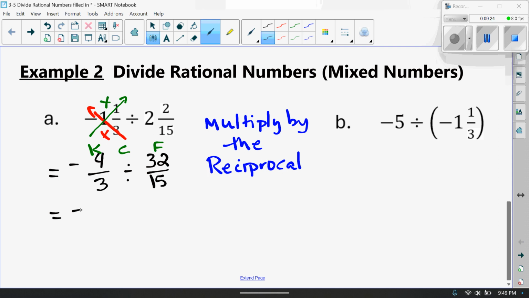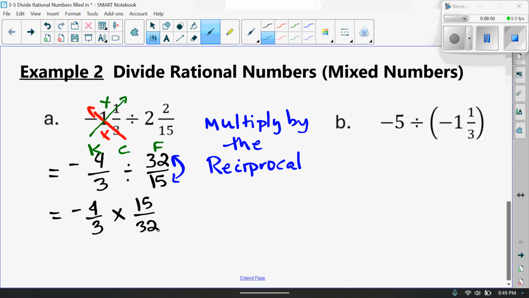So the first fraction stays the same. That's a negative 4 thirds. The division changes to multiplication. And the second fraction changes to the flipped version, which is the reciprocal. So we have 15 over 32.